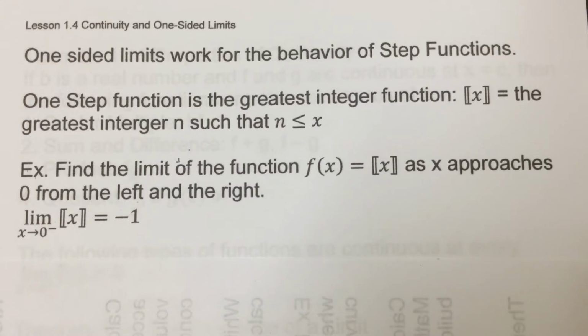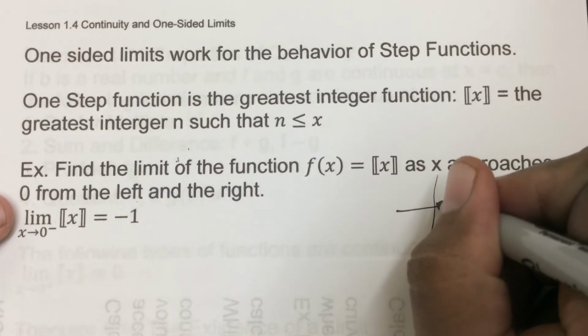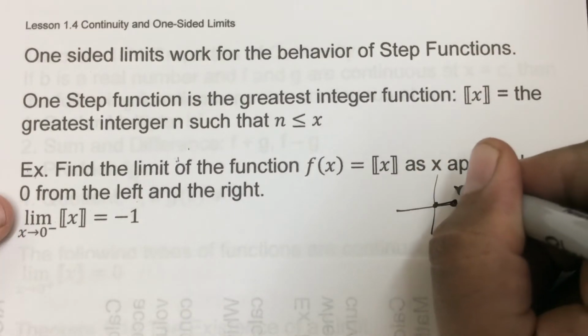At certain numbers, say here at 0, 1, 2, or 3, the one-sided limits are going to go to different things. So this is where our graph looks like this.